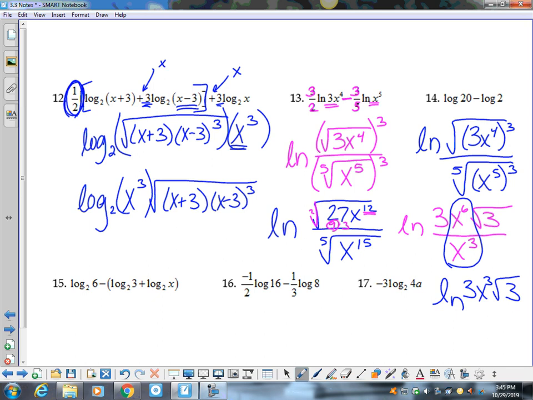Okay, number 14. This is division. So that would be log of 20 over 2, which is log of 10. But remember, if there's no base, it defaults to base 10. And log base 10 of 10 is 1.